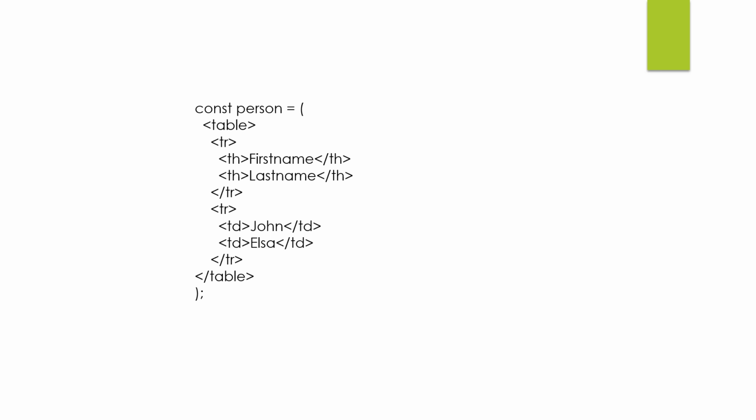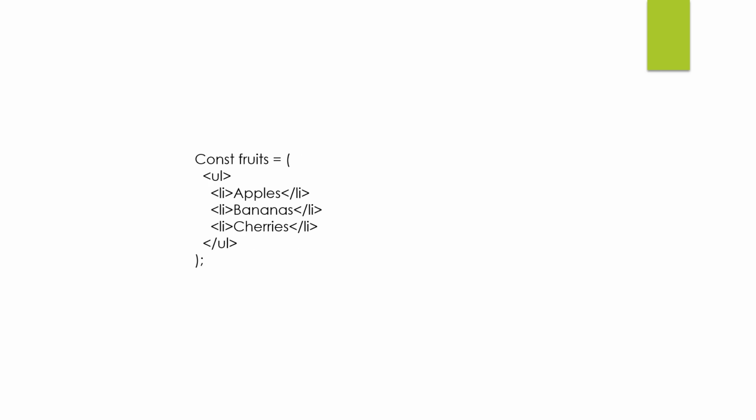So here we have defined a table, and the table has 2 rows, and each row has 2 data elements: first name, last name, and the data elements are John, Elisa. So we have defined the table, and it is assigned to the variable called person. And whenever you want to use that variable, you can use it in JSX syntax.